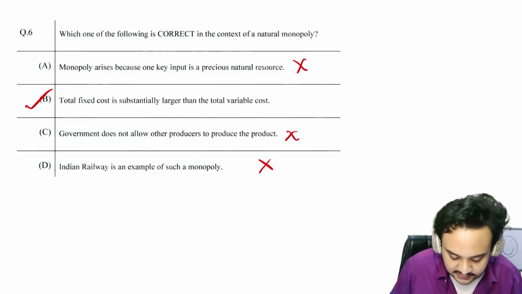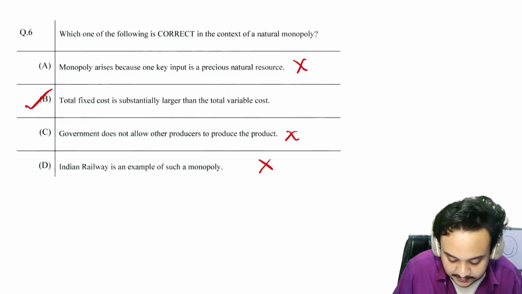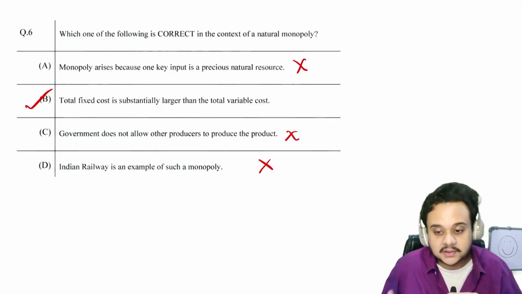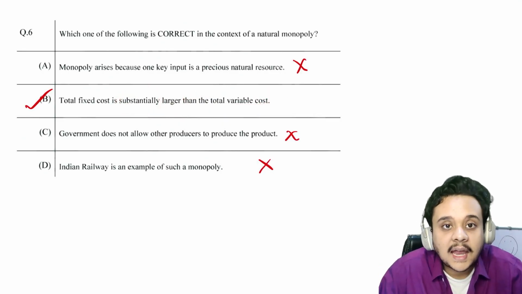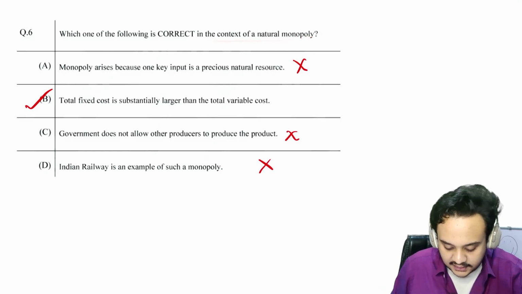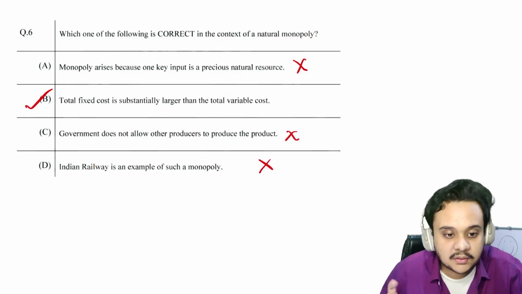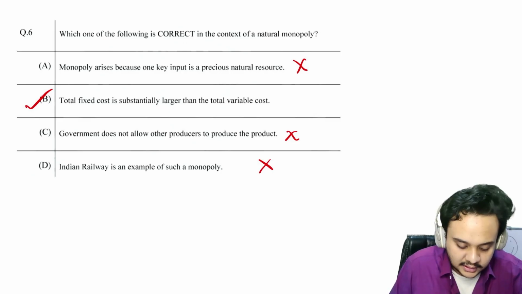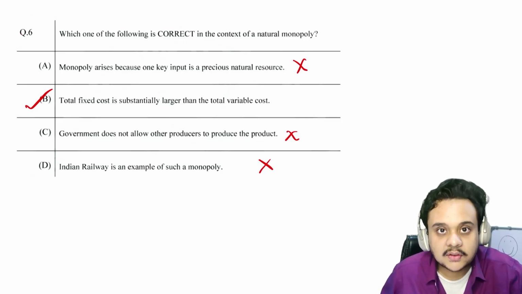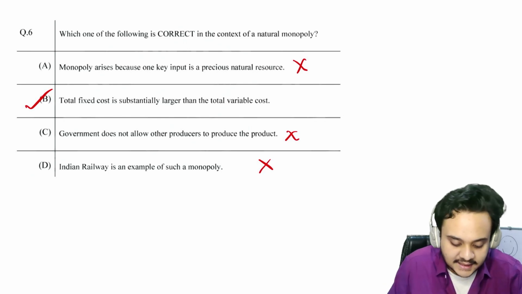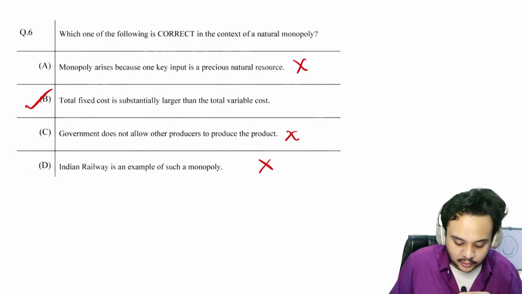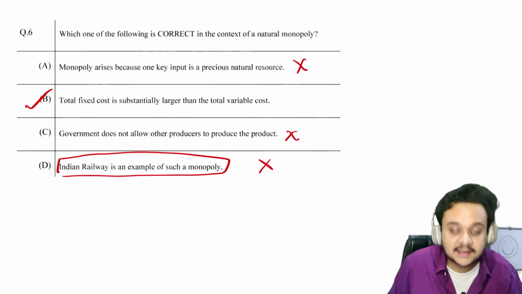So now let us read the statement. Total fixed cost is substantially larger than the total variable cost. This is 100% correct. This is the very core and the definition of natural monopoly, right? So in the context of natural monopoly, even though the other one is also right, there can be only one option right in this, because this is not an MSQ, this is an MCQ. Okay. So we will always choose the one that is objectively clearer and more factual, because there are a lot of arguments that can also be made against the Indian Railways option.